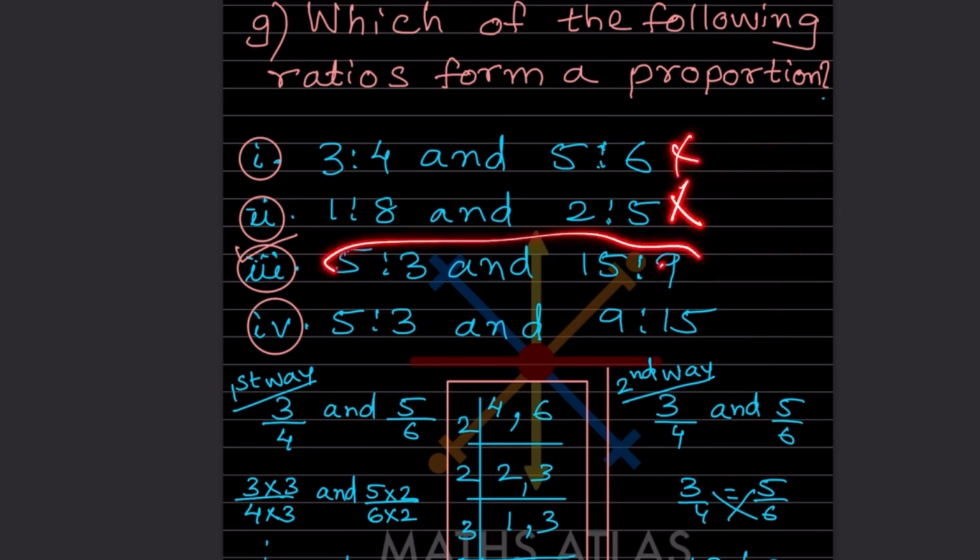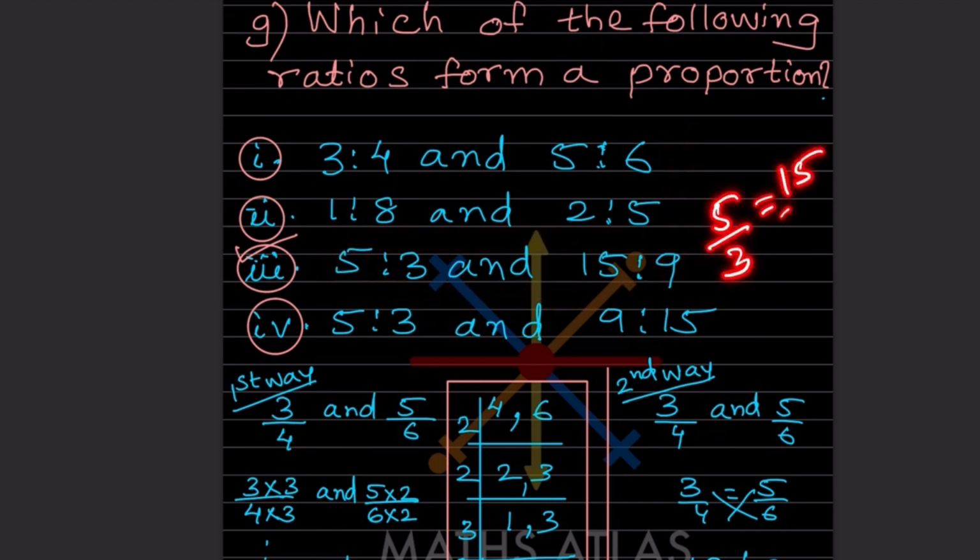So now let us look for this one. 5 by 3 is equal to 15 by 9. So what we can do, see here, this and this one. So 9 5s are 45, and this is going to be what? 3 15s is 45. So 45 is equal to 45. So this is in proportion. So this is the correct option.